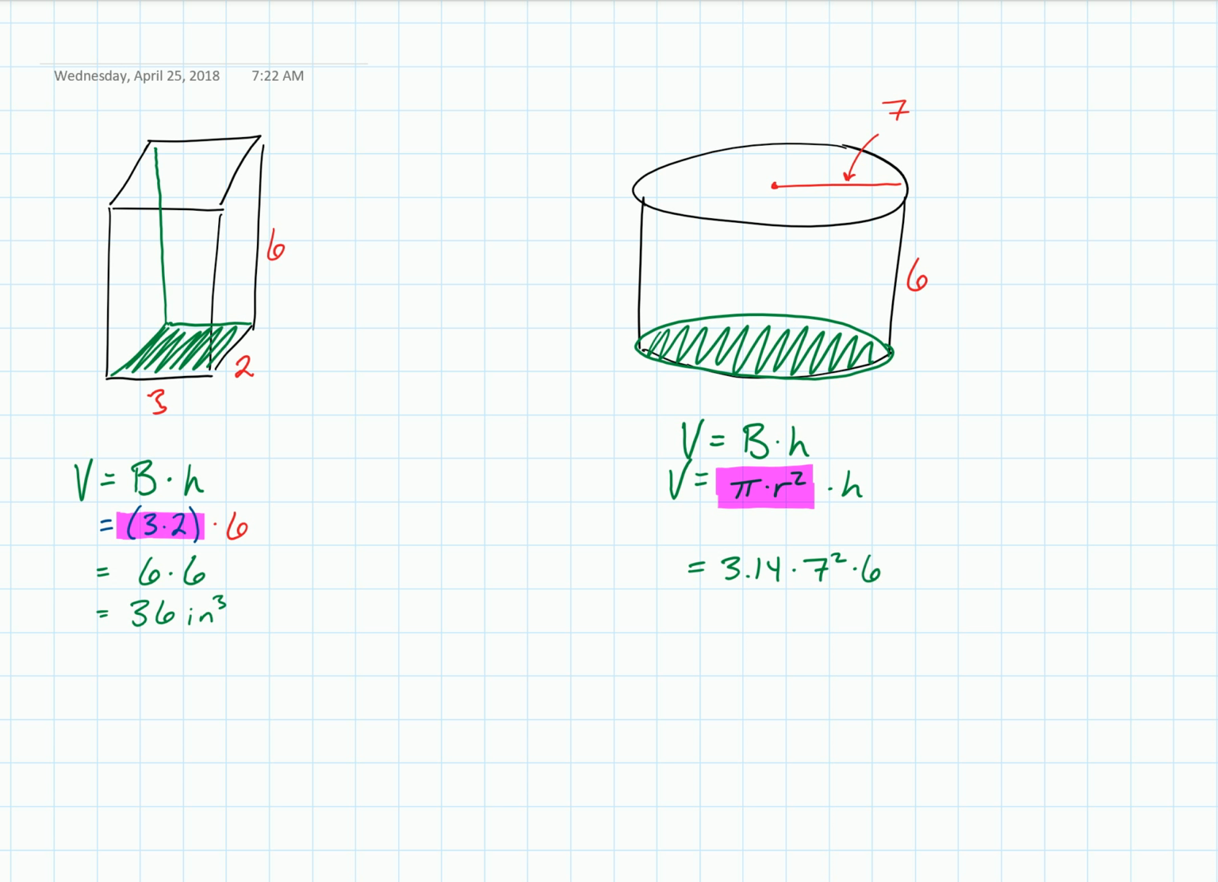And if we work this out on our calculator, we have 3.14 times 49, which is 7 squared, times 6. I got 923.16 cubic inches. And so that would be the volume of the cylinder.